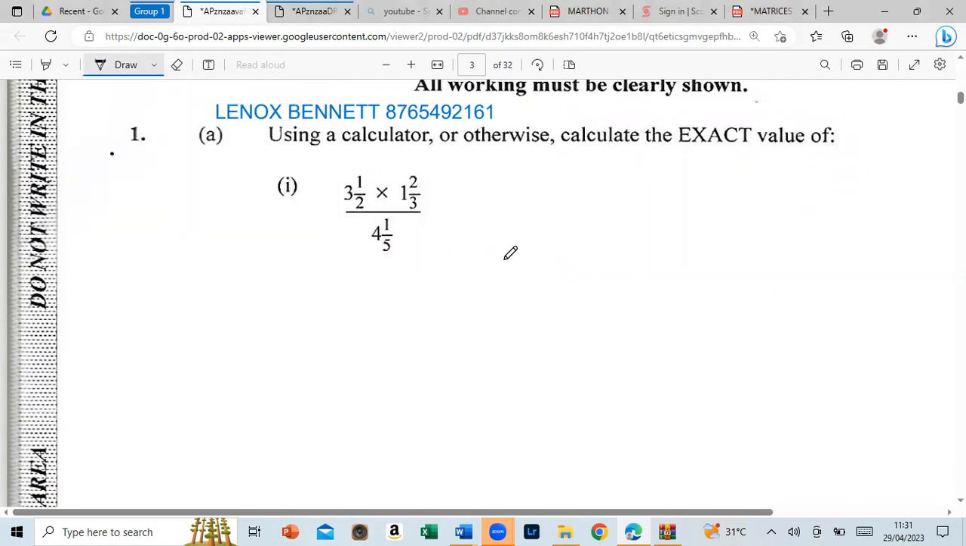Today we're looking at some CSEC past paper solutions from previous years, a mixture of years. So let's go. It says, using a calculator, or otherwise, calculate the exact value of 3.5 times 1 and 2/3 divided by 4 and 1/5. And again, guys, you are encouraged to try the question, so go ahead and try.